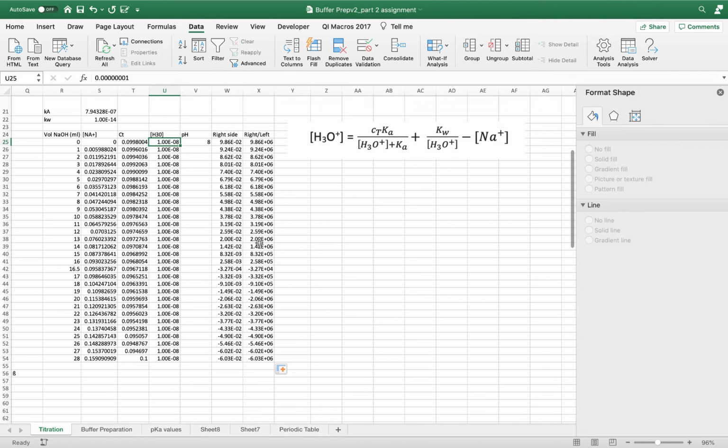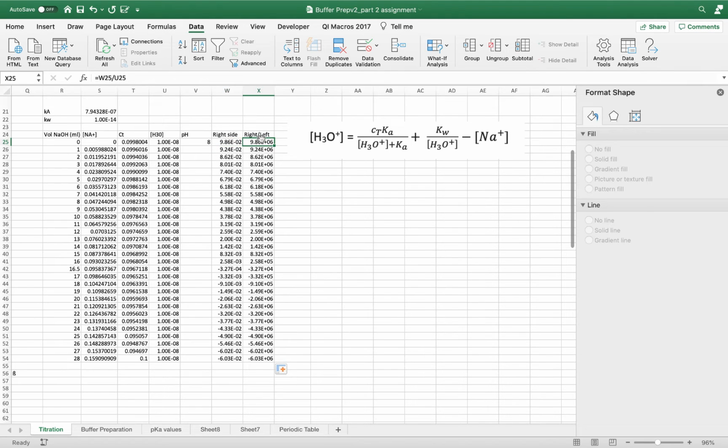For your initial value of hydrogen ions, assume the value of 1 times 10 to the negative 8th. For pH, go ahead and put that equation in. For the right-hand side of the equation, what Goal Seek will do is, when you put in a value for H+, you're putting this value into this equation. It is then going to solve for the right-hand side of the equation. So what you're putting here is that right-hand side of the equation.